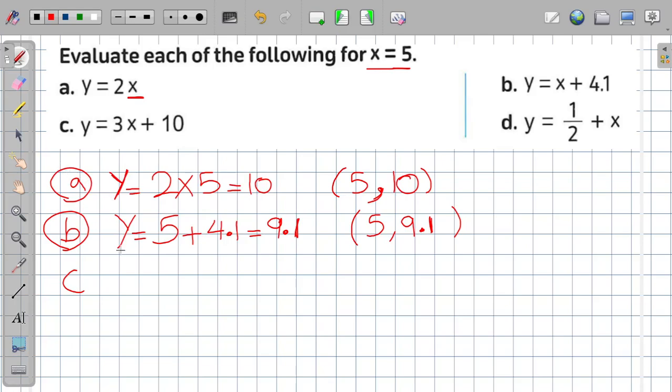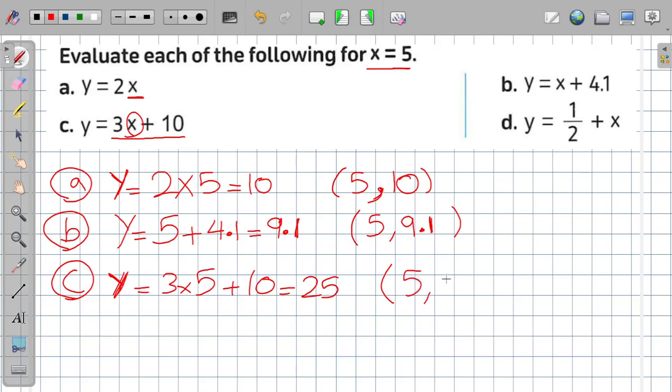The next one here, I have y equals 3x plus 10. Okay, so I will substitute x with 5, or I will replace x with 5. So I can say y equals 3 times the value of x, which here is 5, plus 10. 3 times 5 equals 15, and 15 plus 10 equals 25. So the value of y here is 25. So I can say the ordered pair here will be 5 and 25.